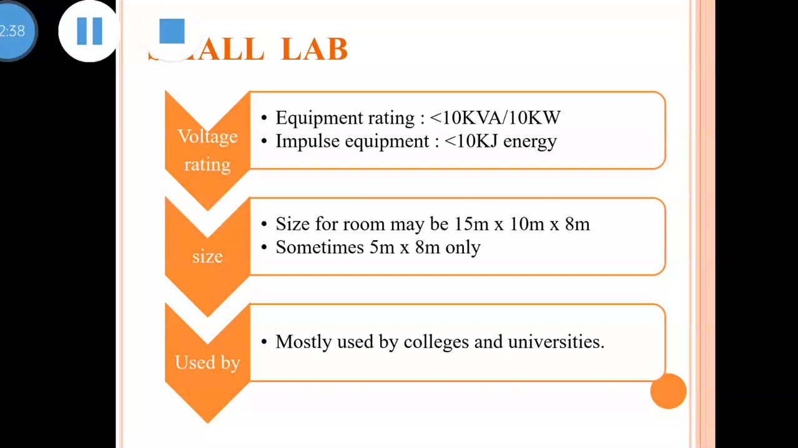Such laboratories are meant for those who decide to build, such as a faculty with small resources, for doing high voltage testing or research, or for imparting training. Such laboratories can be built with an investment of 2 to 10 million rupees.